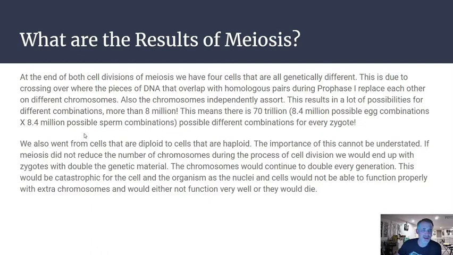So we also went from cells that were diploid to haploid. The importance of this cannot be understated. If meiosis didn't reduce the number of chromosomes during the process of cell division, we would end up with zygotes with double the genetic material. So you'd go 46 to 46, you'd have 92, okay? And I don't know what 92 chromosomes are, but it's not human, okay? Humans have 46 chromosomes. So the chromosomes would continue to double every generation, and this would be catastrophic, right? It basically would cause the cells to die. All right.